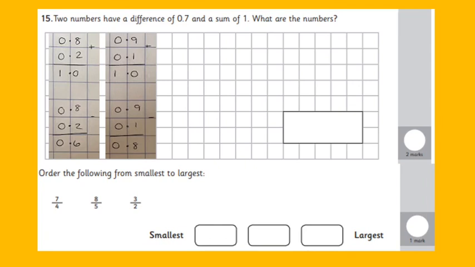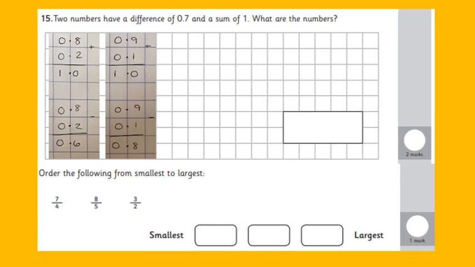So as you can see, 0.8 and 0.9 are very, very close together. There isn't a digit in between that. So what I actually have to do is I have to go into the next place value. So I'm going to look at what is exactly between 0.8 and 0.9, which will be 0.85. So if I pop that up on the screen.